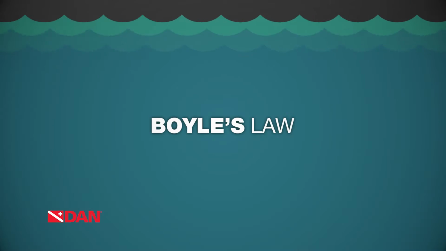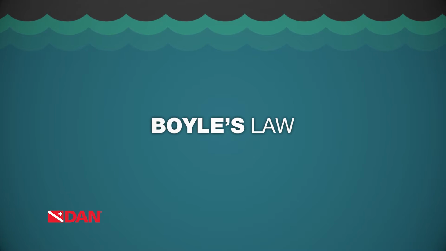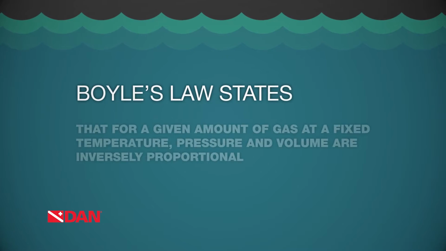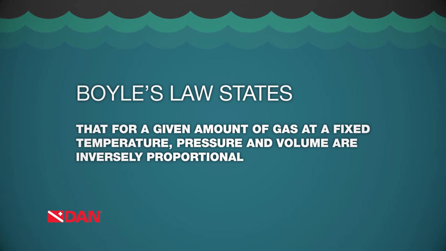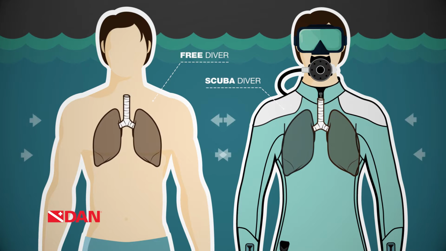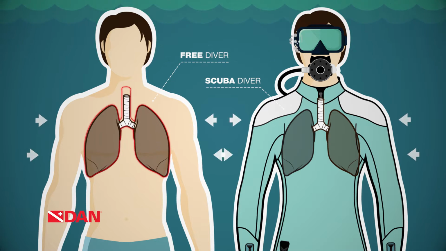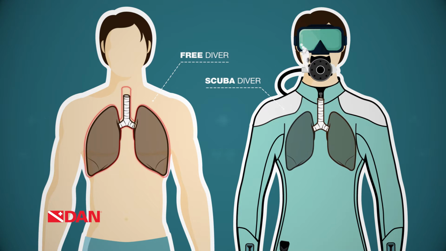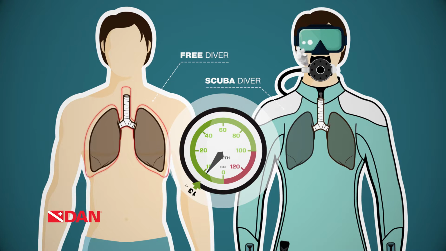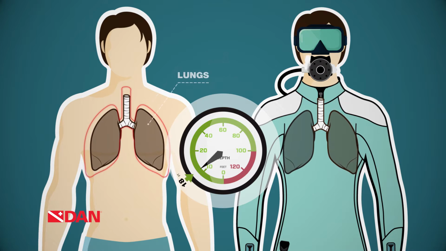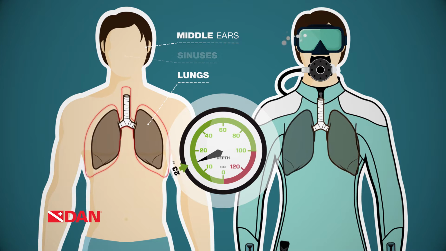Another physics principle behind safe ascent is Boyle's law. It states that for a given amount of gas at a fixed temperature, pressure and volume are inversely proportional. This means that if the pressure around you increases, like during descent, the volume of gas enclosed in the hollow spaces of your body decreases proportionally, and vice versa during ascent. The affected spaces and organs in your body are your lungs, middle ears, and sinuses.